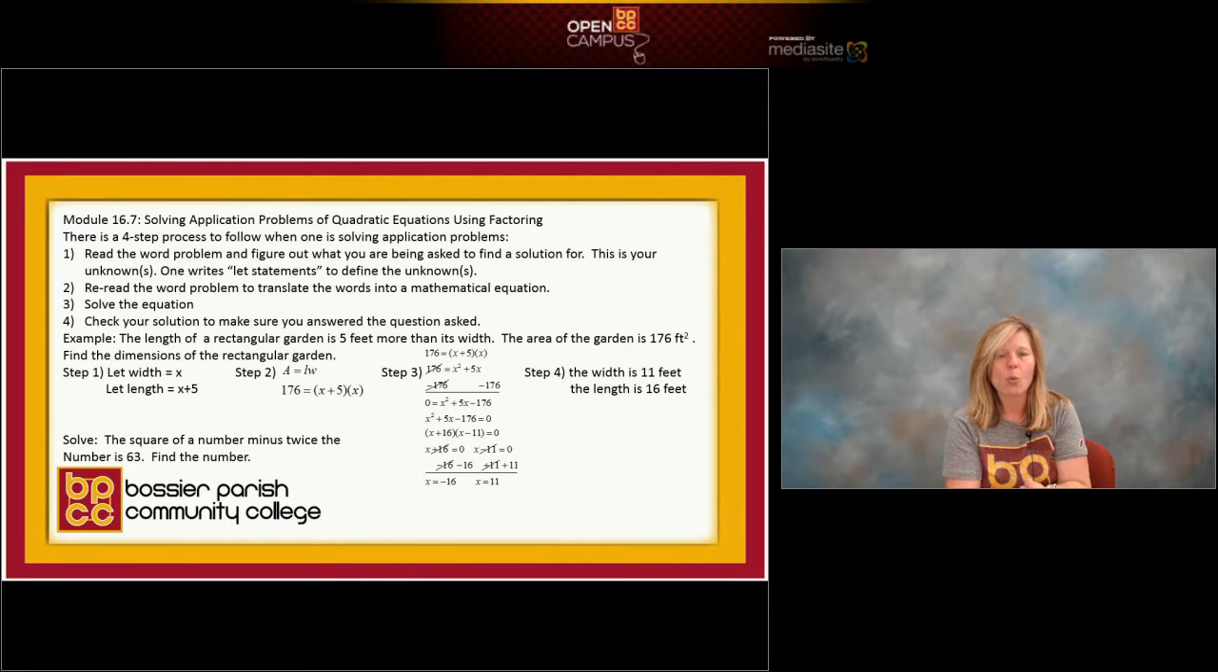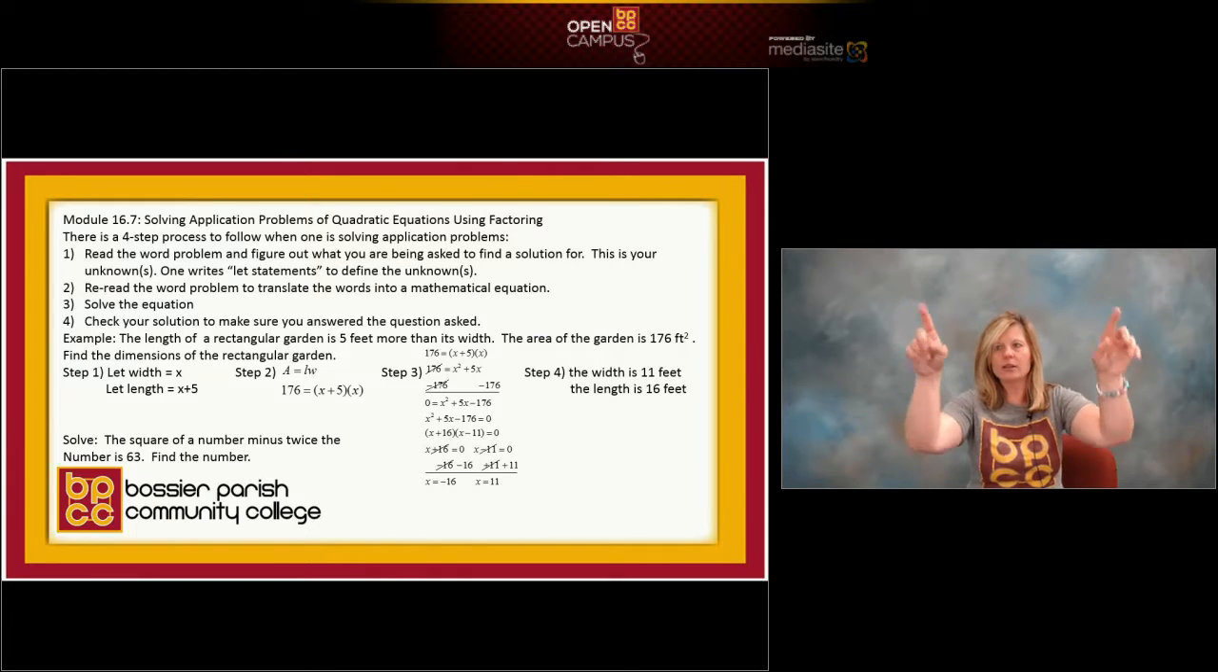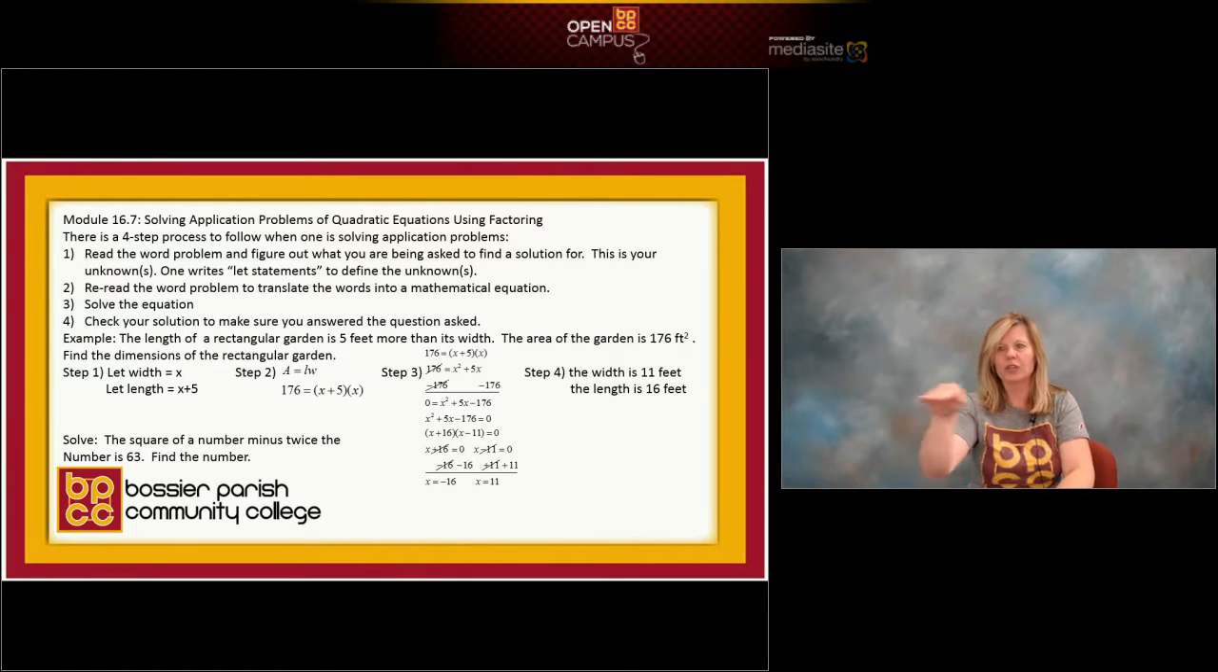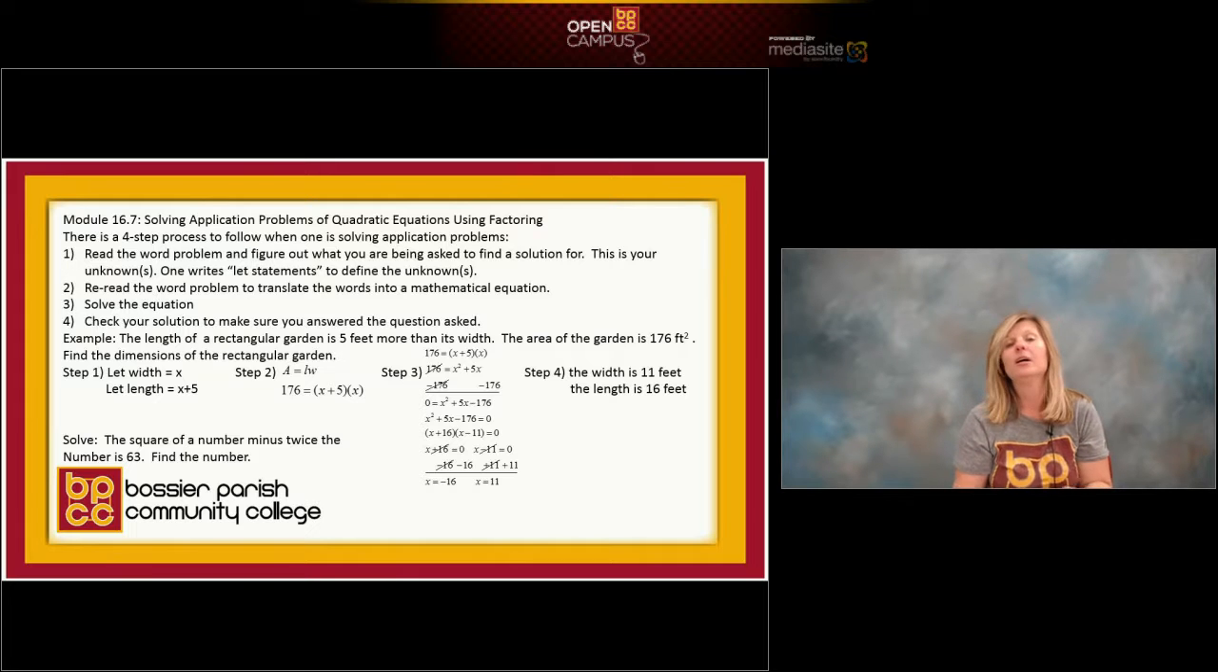In mathematics, what we want to do right here is what step 1 says. When we read the word problem and figure out what we want an answer to, we want to define words with variables. We want to write what we call let statements. So the first thing I'm going to ask you is, what does it mean by the dimensions of a rectangular garden? Well, a garden is a rectangle. The bottom of the garden is called the length, and the sides are called the width. That's what we want to find: the measure of the length and the measure of the width. So we're going to write let length, let width.